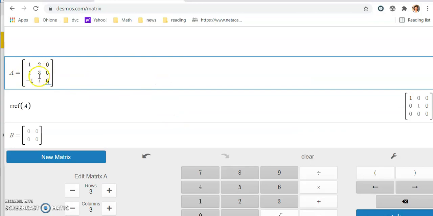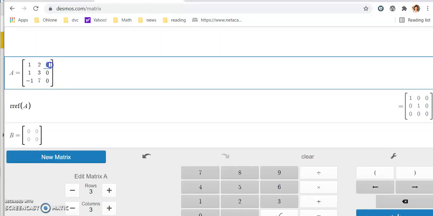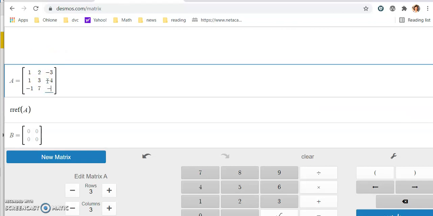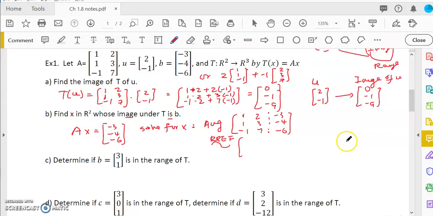1, 1, -1, 2, 3, 7. Is it 2, 3, 7? Yeah, 2, 3, 7, -3, -4, -6. Remember, the last one is the constant column. So, and then I do a reduced row echelon form. I have 1, 0, -1, 0, 1, -1, 2, -1. Okay, so it becomes 1, 0, -1, 0, 1, -1, and then 0, 0, 0.